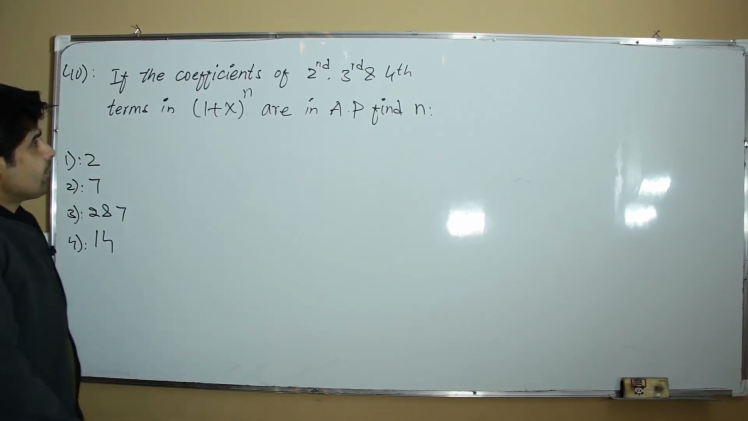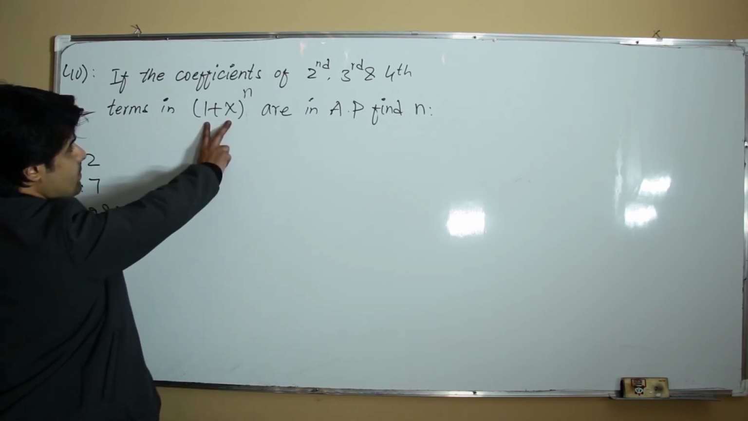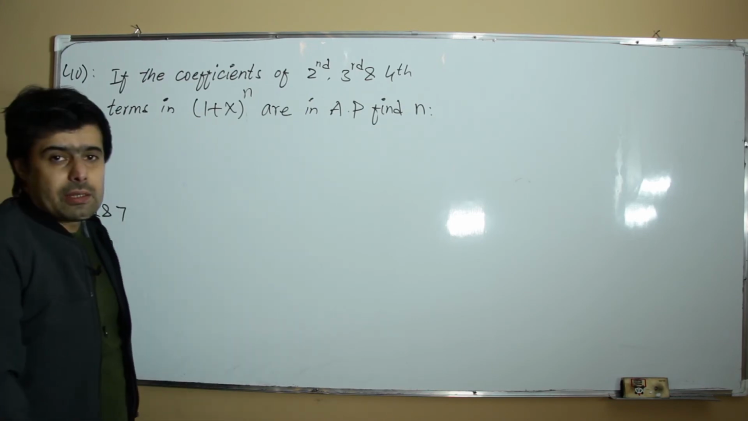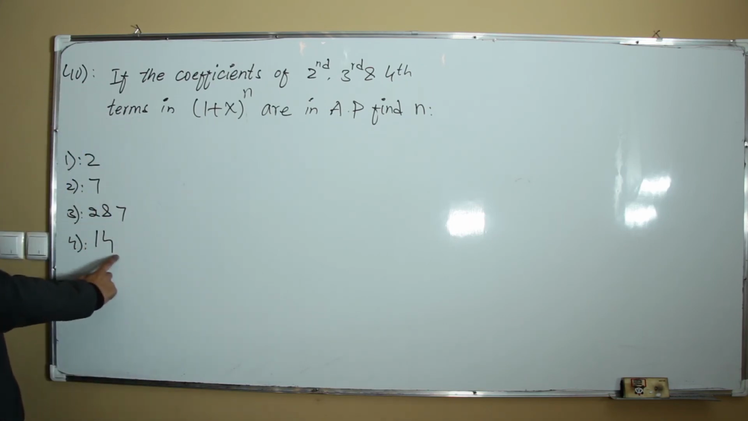Question number 40. If the coefficients of second, third and fourth terms in this expansion are in AP, arithmetic progression, then find n.